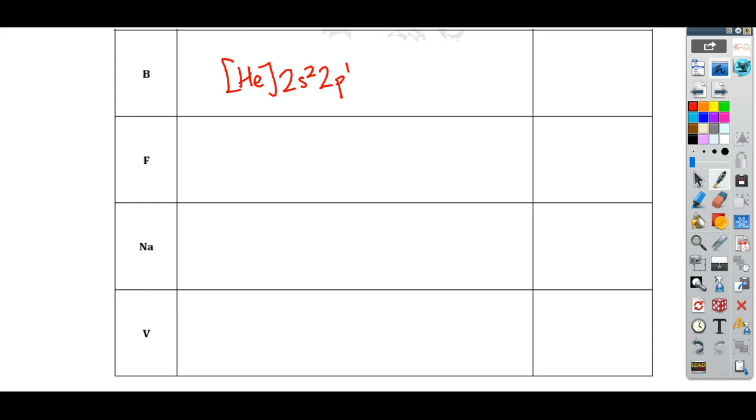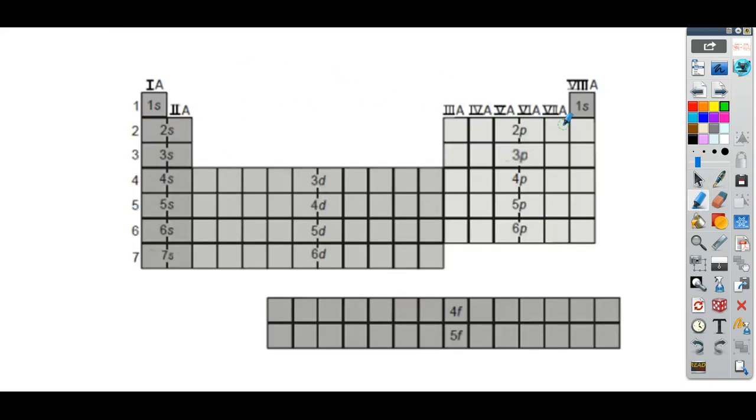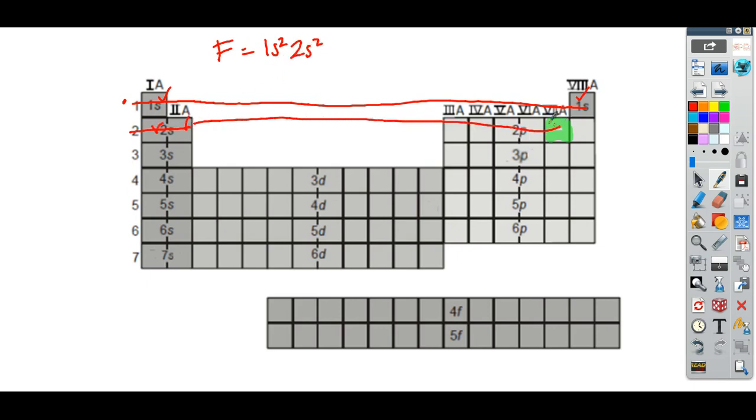All right, let's do fluorine. You're going to find the element on the periodic table. Fluorine is right here. Again, as you think about this in standard notation, it's going to be 1s2. Just count those boxes. 2s2, 2p, 1, 2, 3, 4, 5, 2p5.